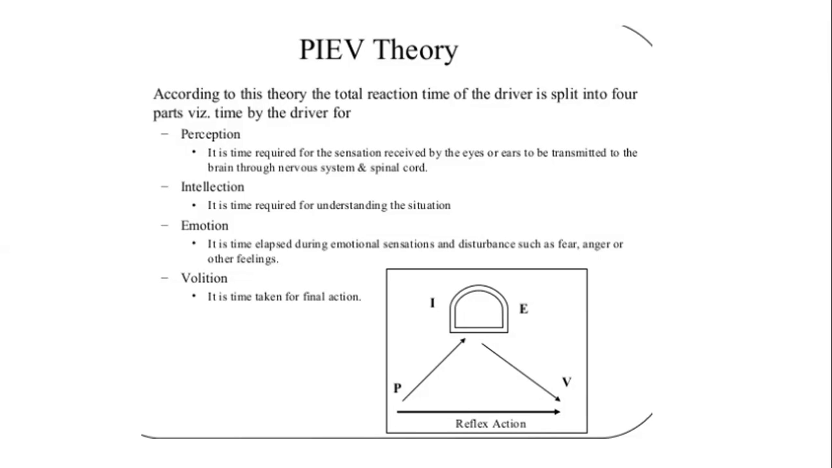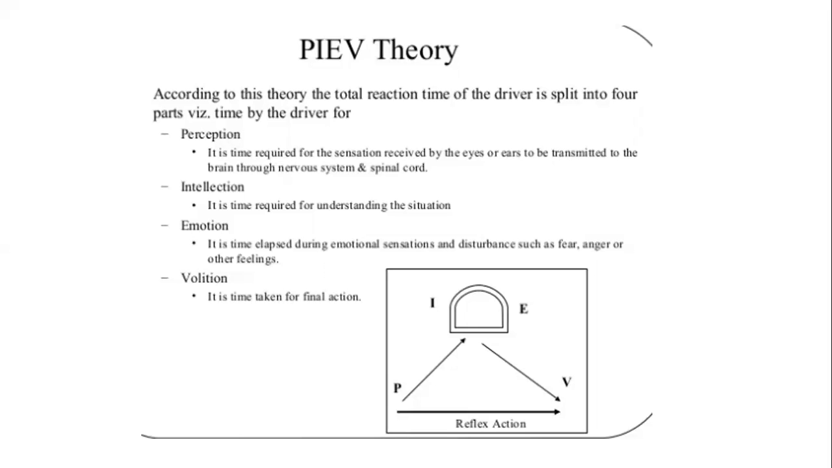Okay, so that reaction time is split into different parts: perception, intellection, emotion, and volition. We'll see each in detail. Perception is, imagine you're driving a vehicle and you see an obstruction. It is the time required for the sensations received by the driver's eyes or ears to be transmitted to the brain. That is called the perception time.